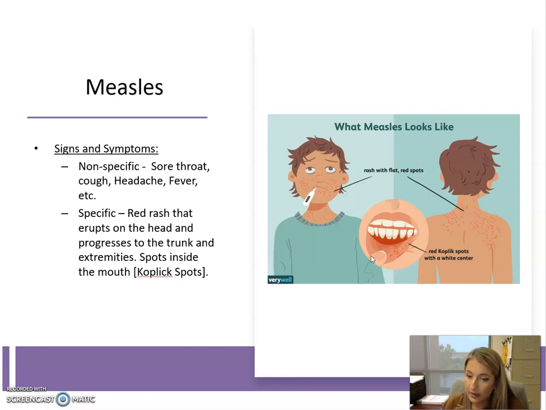But the red rash and the Koplik spots in the mouth are the more specific signs that we would associate with someone having measles. Now, these are not the only things that someone with measles would experience. Certainly, there are individuals that get measles and would just experience the rash and some of the nonspecific symptoms like a cough and sore throat. And those individuals are quite lucky.